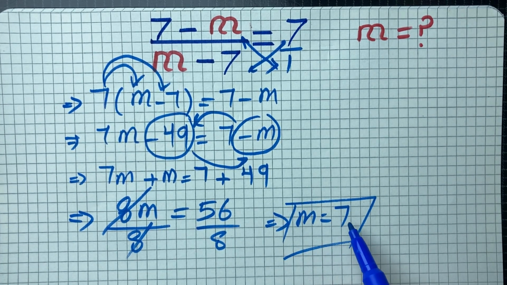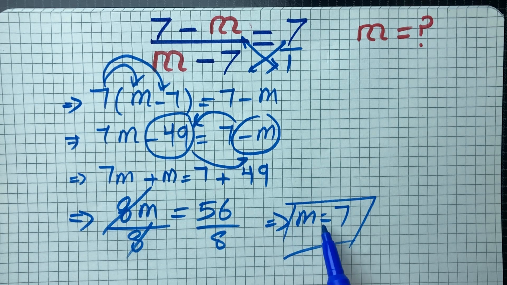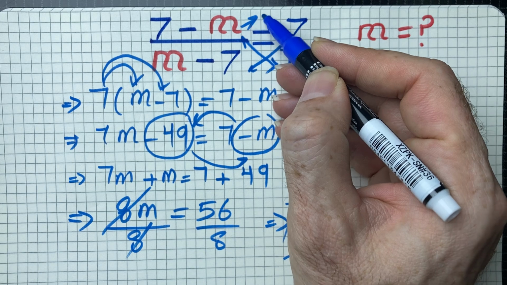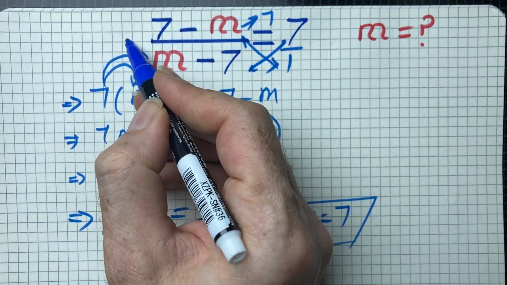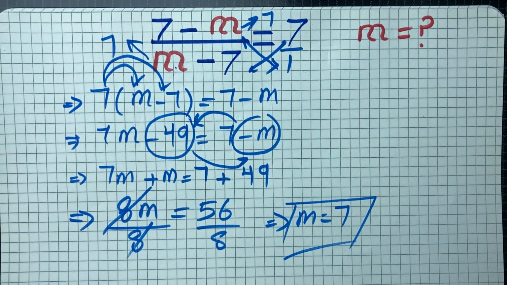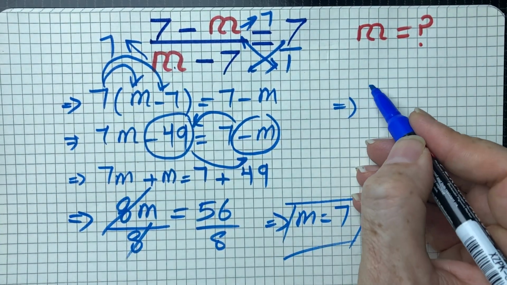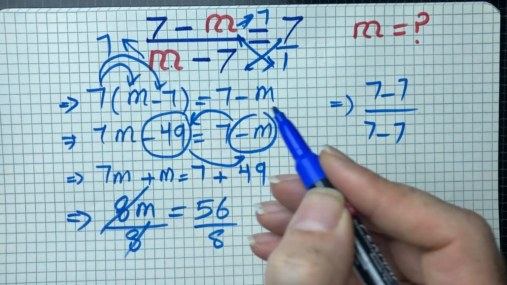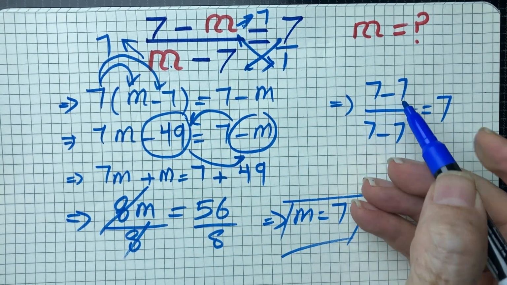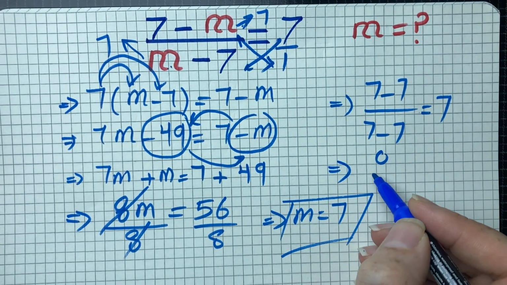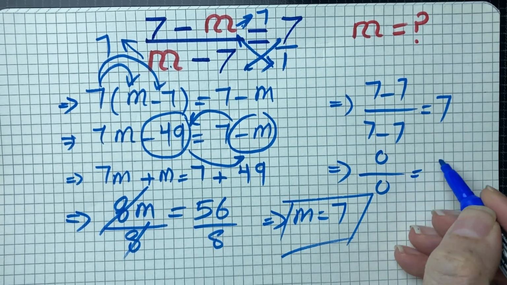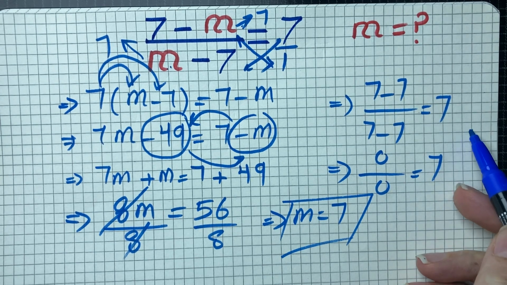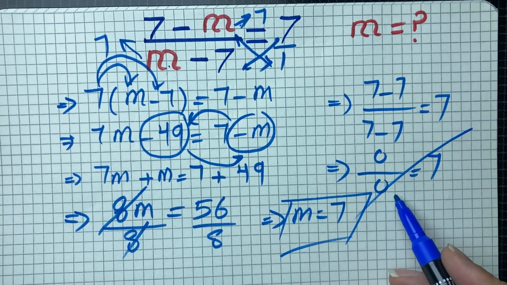To check the answer, it is enough to plug the value of m, which means 7, into the original equation. I need to replace this m with 7 and replace this m with 7. So it is going to be 7 minus 7 over 7 minus 7 equals 7. 7 minus 7 gives us 0, right? 7 minus 7 gives us 0. And on the right hand side we have 7. 0 over 0 equals 7? Absolutely not. So this is not a valid answer.